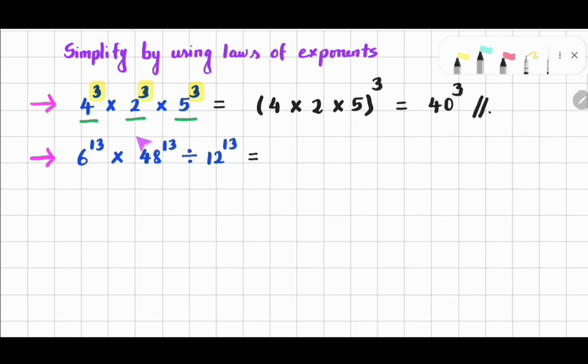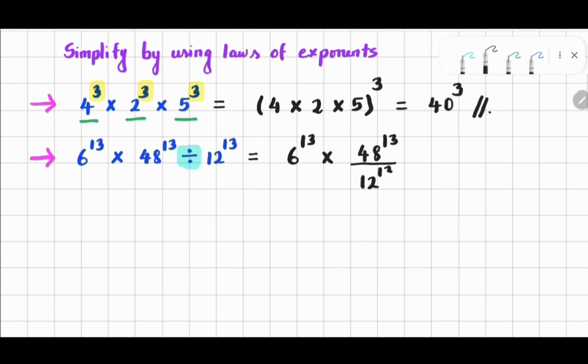Next one, 6 power 13 times 48 power 13 divided by 12 power 13. First, I am going to change from this division form to fraction form. We can write 6 power 13 times 48 power 13 by 12 power 13. Here you can see that division of different base and same powers. So we could apply the rule that when dividing exponents with different bases and same powers, the bases are divided first.